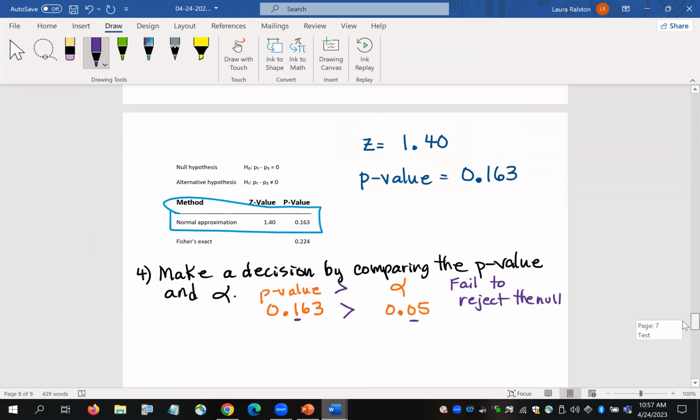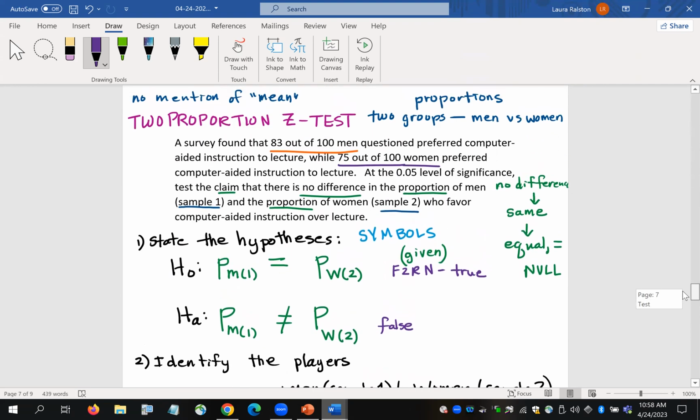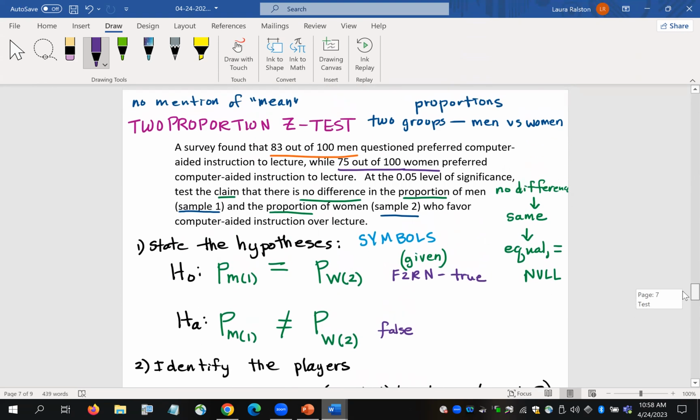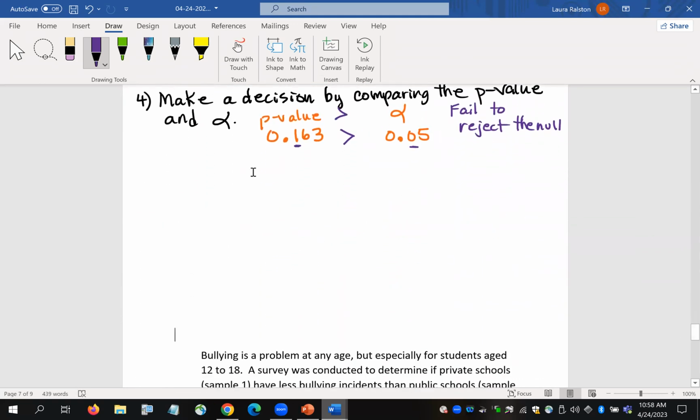So going back up to the hypotheses, we fail to reject the null, which means the null is true and the alternative is false. So based on the evidence we have, there is no difference in the proportion of men and the proportion of women who favor computer-aided instruction over lecture.